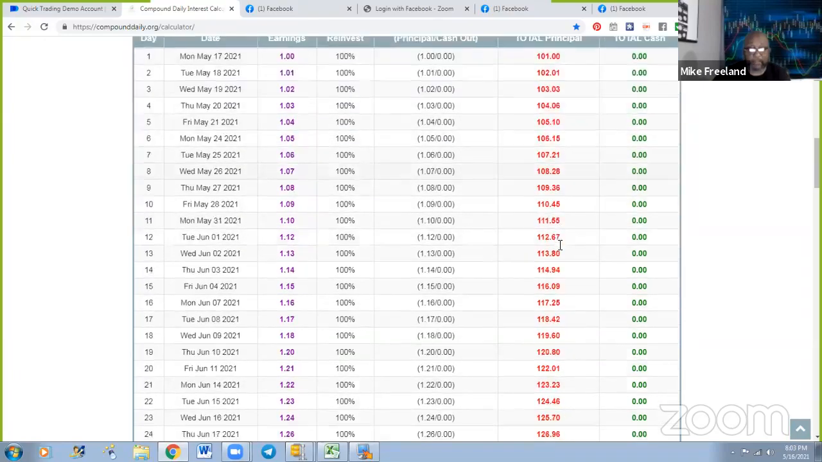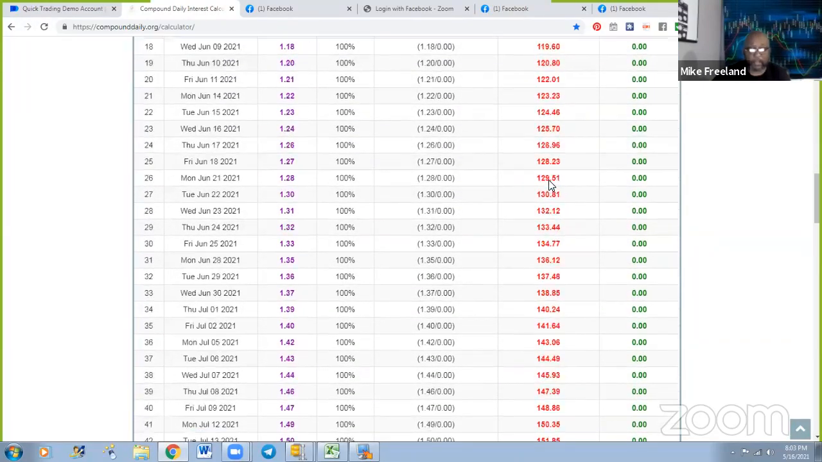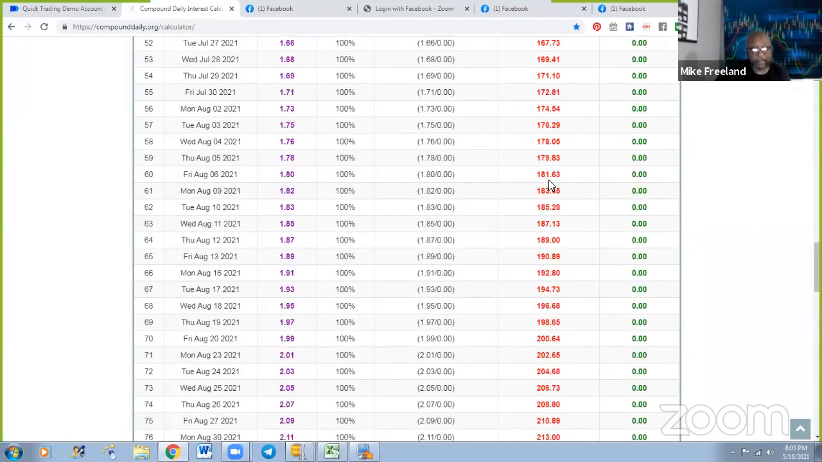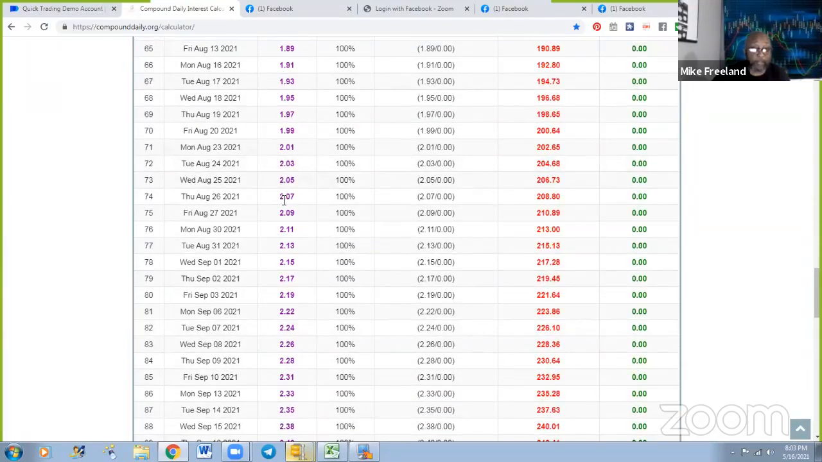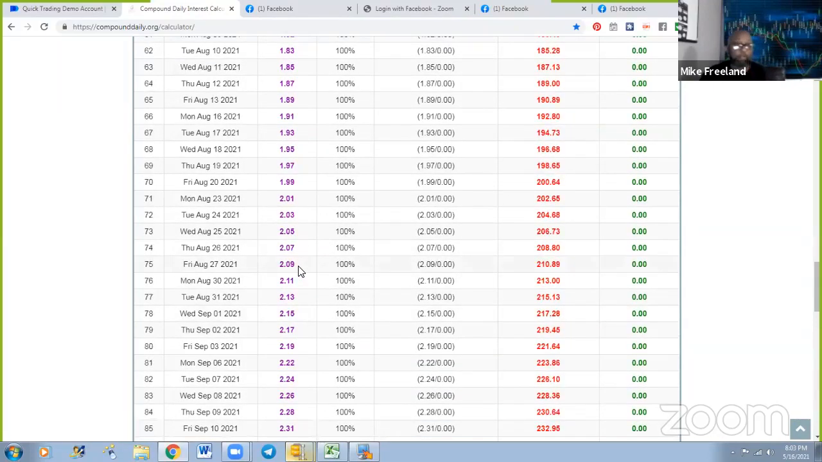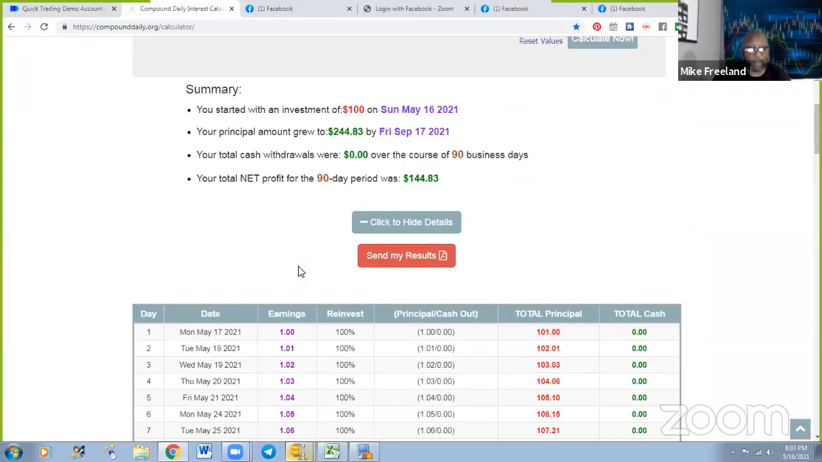Here is the increases. You're reinvesting 100%. Here's the increases, and at the end of 90 days, there is the $244.83. But look, you've come all the way because you just did $1. You're coming all the way up each day. If you did it this way, you're trading just to reach this goal, and you're done for that day. Now, what I just showed you, that looks very, very possible.